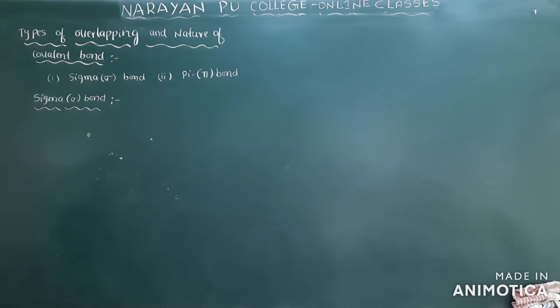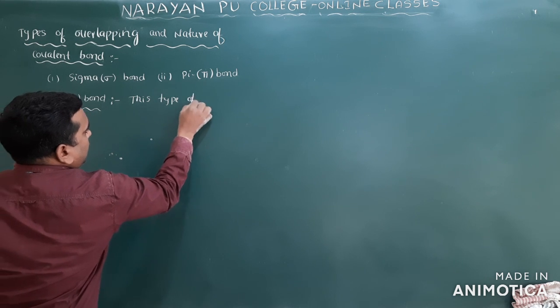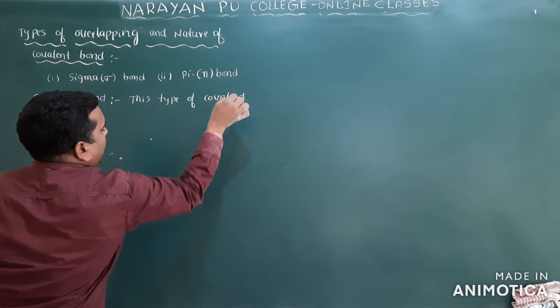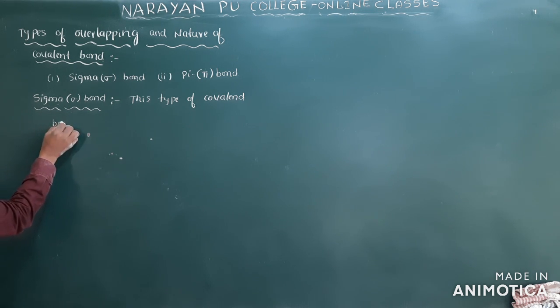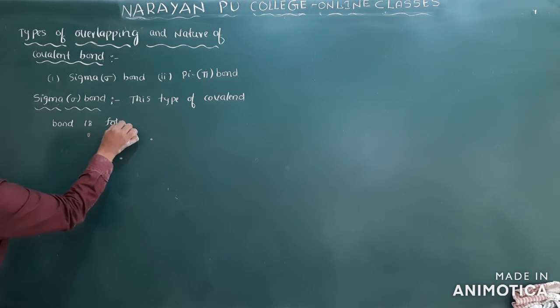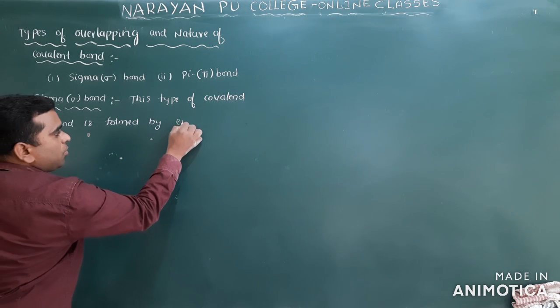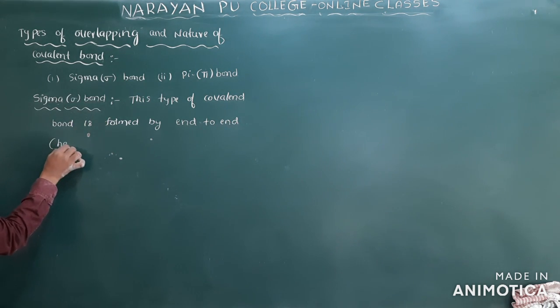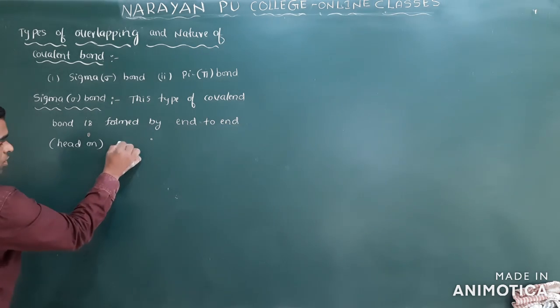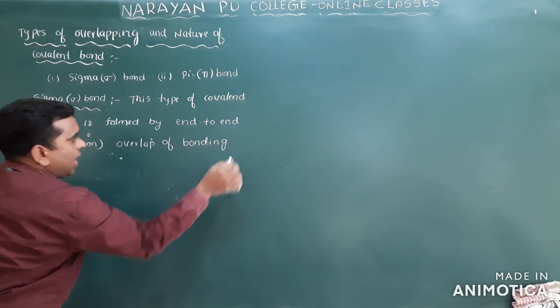Write the first one here. This type of covalent bond, or sigma bond, is formed by end-to-end or head-on overlap of bonding orbitals.